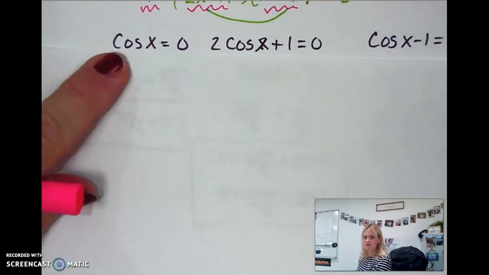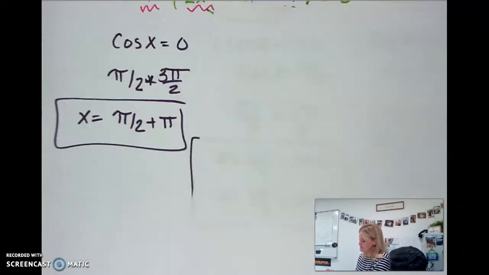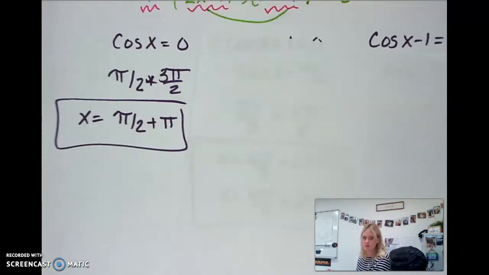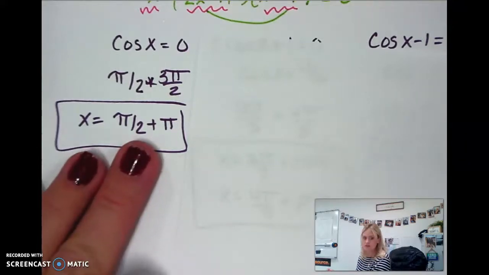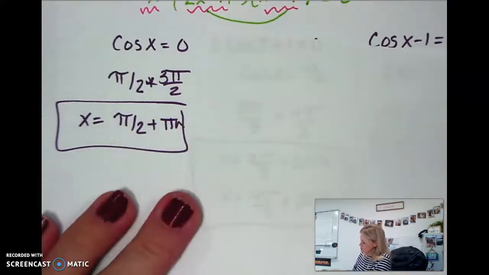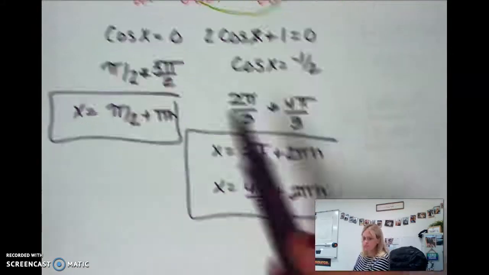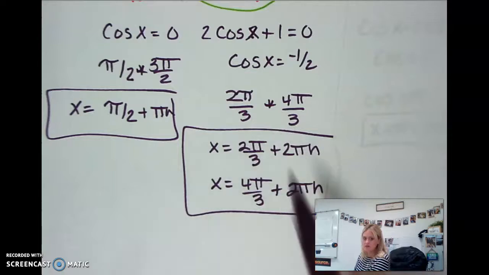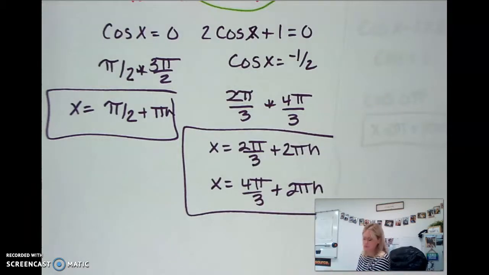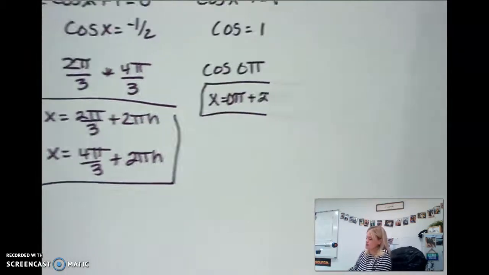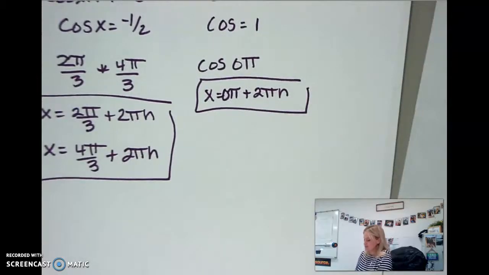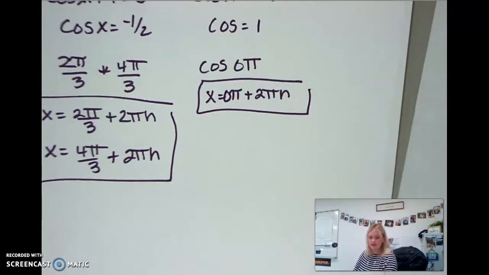When does cosine of x equal 0? That happens at 1/2 pi and 3/2 pi. So since they're across from each other on the unit circle, they will be every pi n away. When does cosine equal -1/2? At 2 pi over 3 and 4 pi over 3, they are not diagonal, so they are every 2 pi. And when does cosine equal 1? That happens at 0 pi, so every 2 pi from there. Okay? So you have to think about your algebraic skills, and then take it a step backwards and use your unit circle.